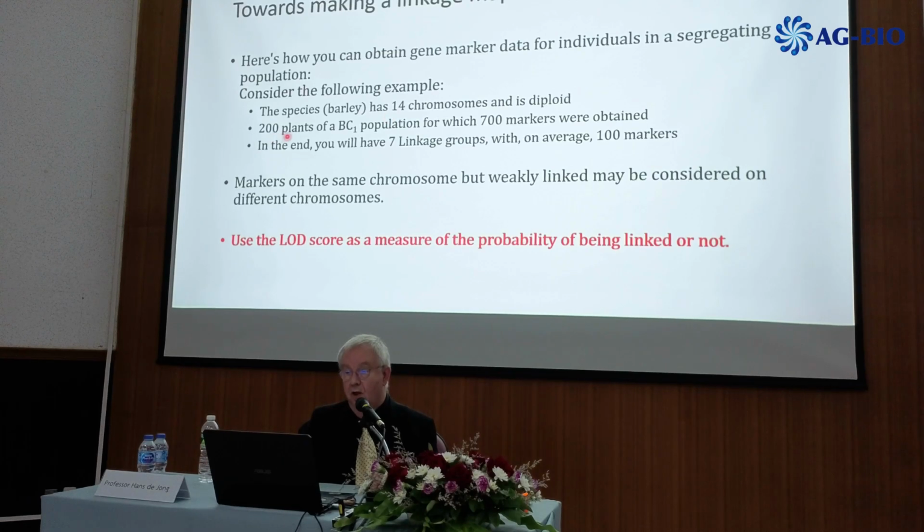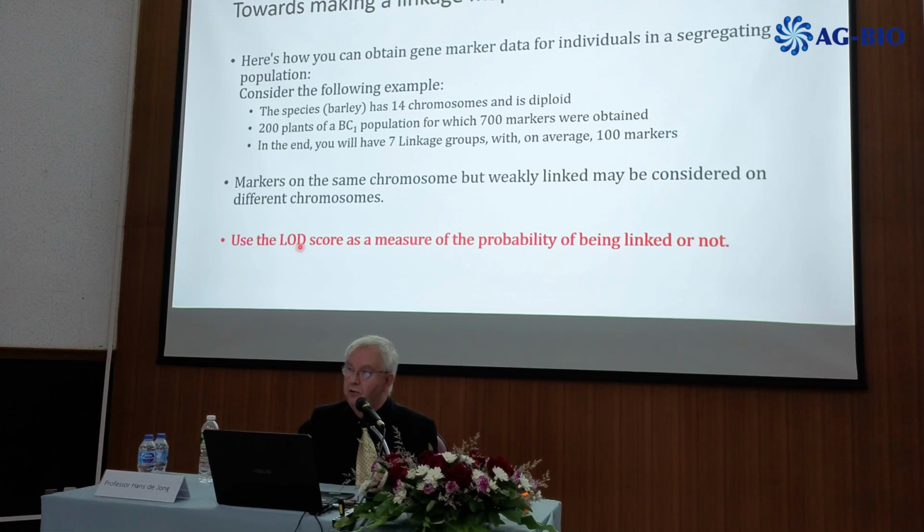So here they use 200 plants of a backcross population. Backcross, as I told you, simplifies the problem so that you have only male or only female meiosis and not the mixture of both, for which 700 markers were obtained. So on average, you have 100 markers per linkage group. The markers on the same chromosome but weakly linked may be considered as on different chromosomes.